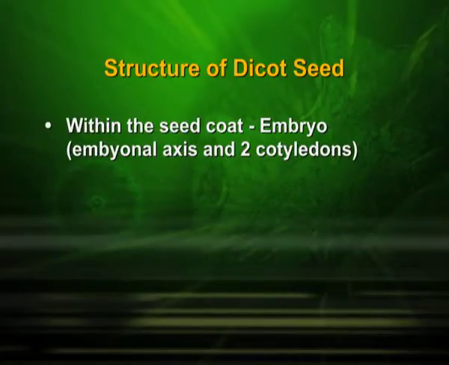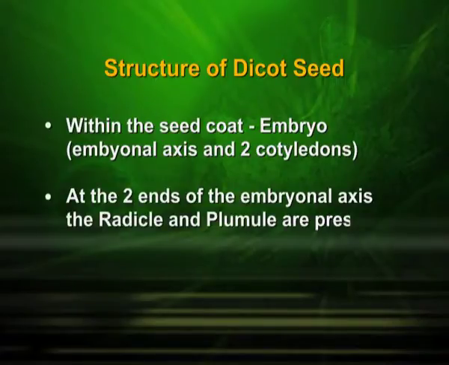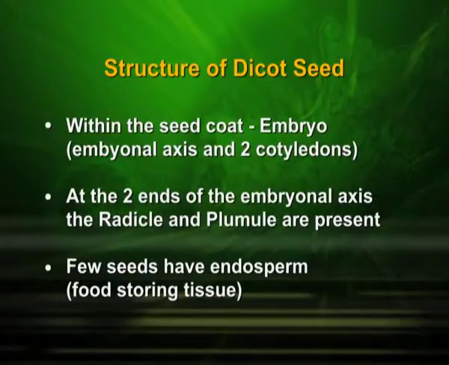Within the seed coat, we find the embryo, the embryonal axis and two cotyledons. At the two ends of the embryonal axis, the radicle and plumule are present. The radicle gives rise to the root system and the plumule gives rise to the shoot system. Few seeds have endosperm. Endosperm is the food storing tissue.